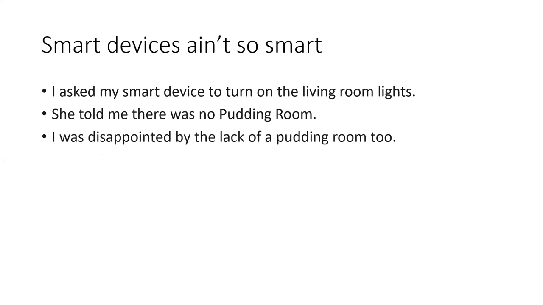Anyone with a smart device has probably come across problems like this. You ask your smart device to turn on the living room lights and you get told there's no pudding room. I mean, to me personally, I think I'd be disappointed by the lack of a pudding room too. But joking apart, is there some way that we could make these smart devices understand a little bit more about what's going on? And linked to that, when we're looking at text, can we find a way of disambiguating and working out what's actually happening?